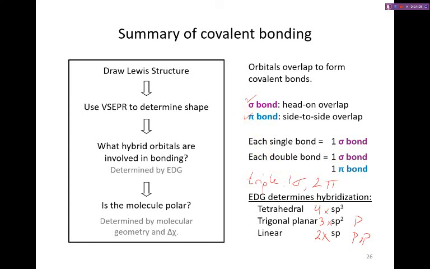So the process for solving these types of problems would be to draw out the Lewis structure, use VSEPR to determine what its shape is. Then, after you determine the electron domain geometries, you can determine what hybrid orbitals are involved in the bonding. And you can also determine if a molecule is polar by evaluating the molecular geometry and the differences in electronegativity. So hopefully you're seeing how all of these concepts are tying together.